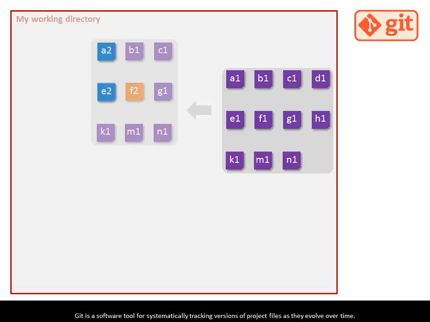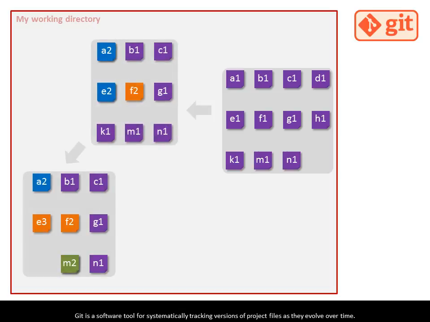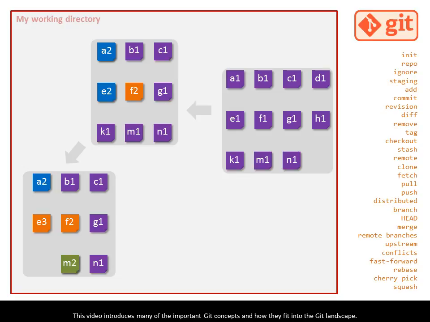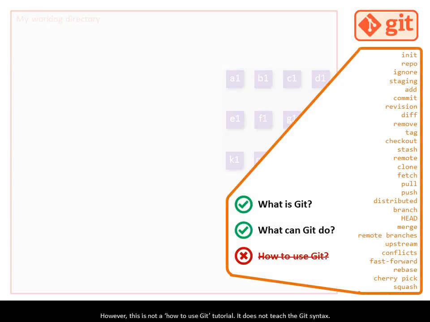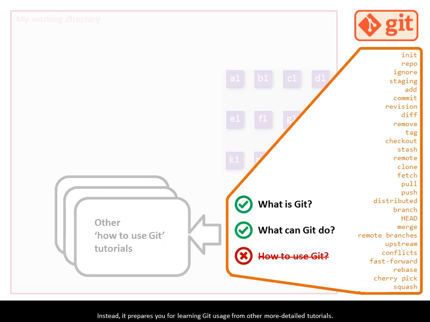Git is a software tool for systematically tracking versions of project files as they evolve over time. This video introduces many of the important Git concepts and how they fit into the Git landscape. However, this is not a how to use Git tutorial. It does not teach the Git syntax. Instead, it prepares you for learning Git usage from other more detailed tutorials.